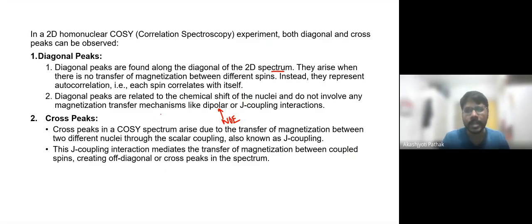There is no other information, but the cross peaks in a COSY spectrum will arise due to transfer of magnetization between two different nuclei through scalar coupling, also known as J coupling. So in a COSY experiment, the cross peaks will arise mainly because of J coupling. If they are coupled to each other, then there will be magnetization transfer, and only then will we see the cross peaks arising. This J coupling interaction mediates the transfer of magnetization between coupled spins, creating off-diagonal or cross peaks in the spectrum.